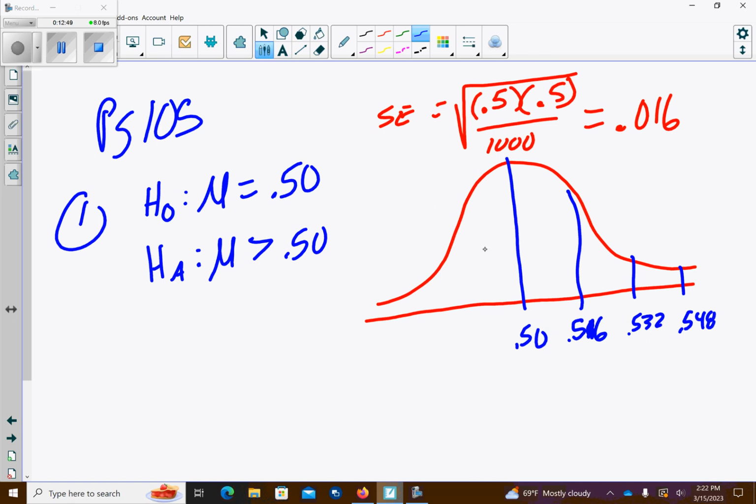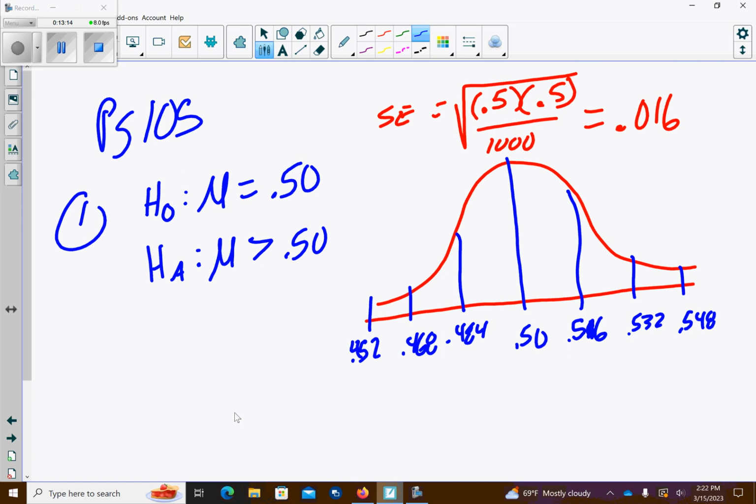And then if I went to the left, I'd subtract 0.16 from 0.5, so I get 0.484. If I keep going, I get 0.468, and then one more to the left is 0.452. All right. So now we want to figure out how we're going to do this.